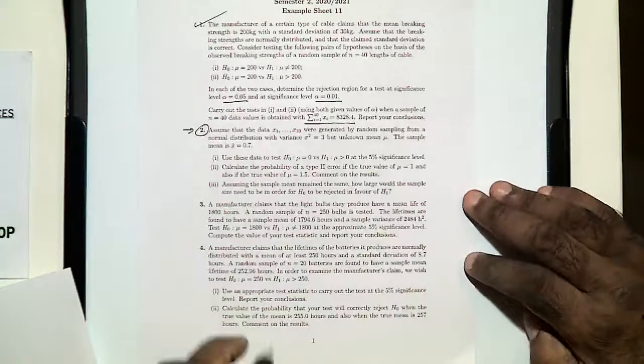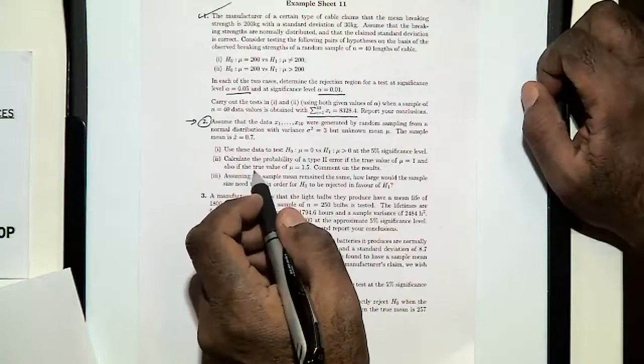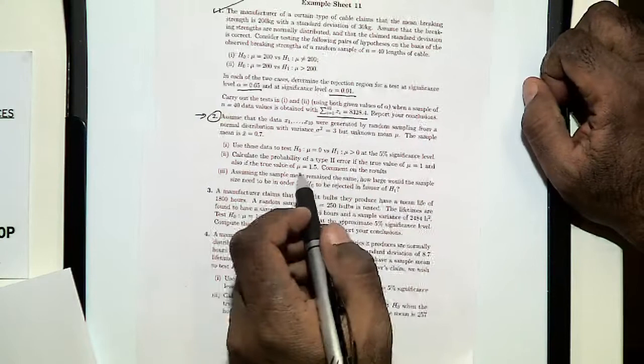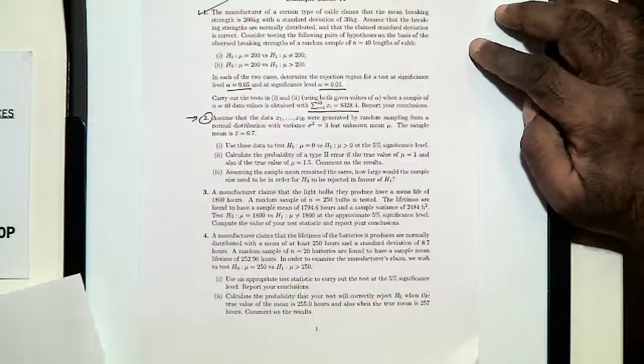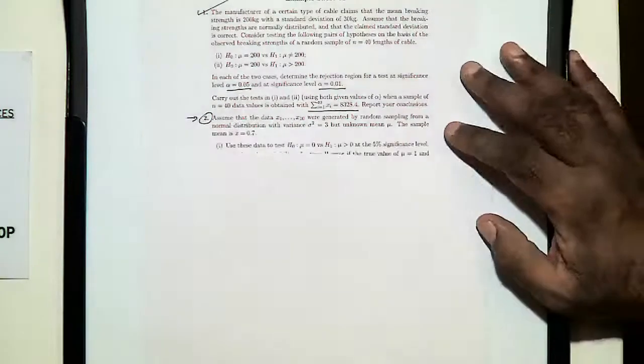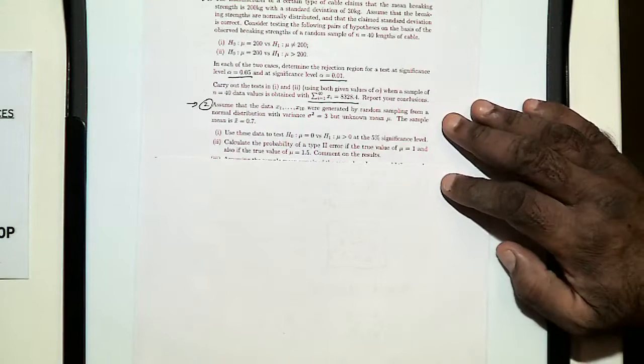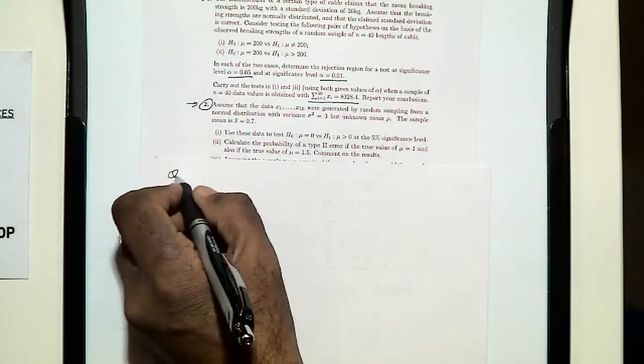So let's go to part 2. Part 2 is asking you to calculate the probability of type 2 error if the true value of mu is 1 or 1.5. All right. Let's see how we can. I mean, you guys were in the class last Friday, right? So this is question 2, part 2.